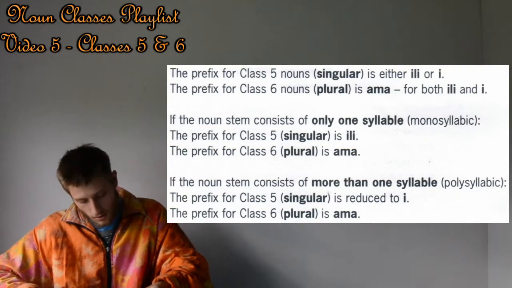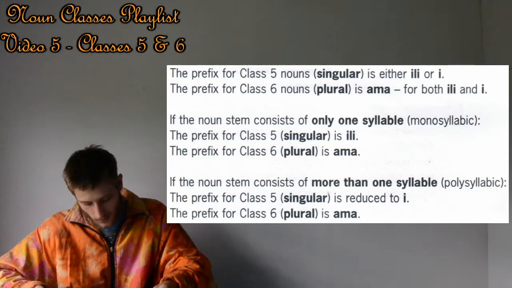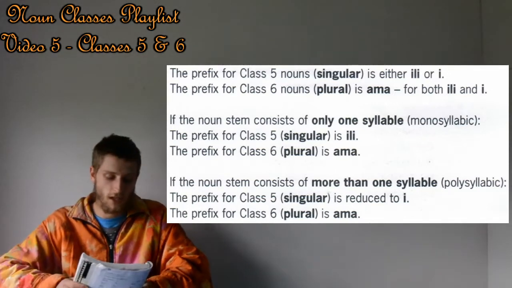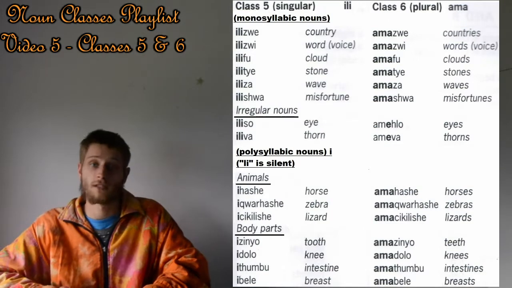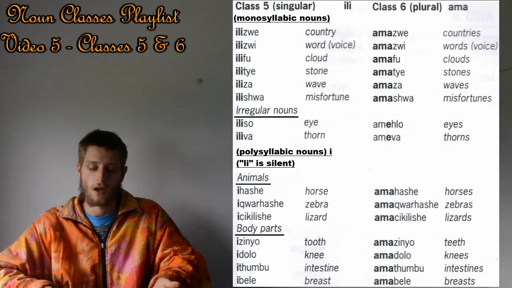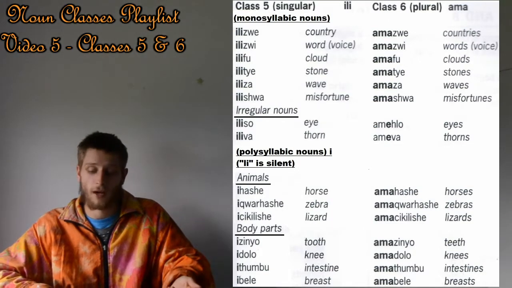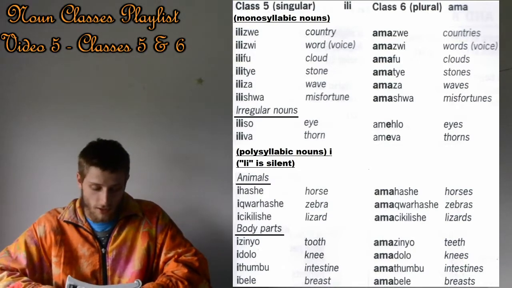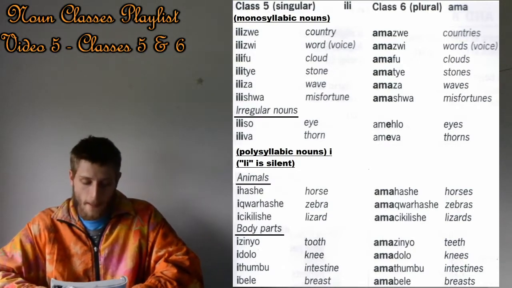Let's do some examples, guys. Here you can see ilizwe, which means country, is the singular, and for the plural it's amazwe, which means countries. So that goes quite straightforwardly.